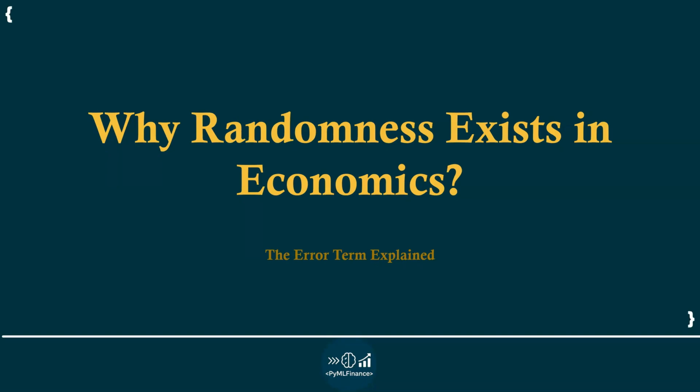In the previous video, we discussed why econometrics matters. We saw that financial markets involve many variables, and intuition alone is often not enough. But there is another important idea we need to understand before building models. Even when relationships exist between variables, outcomes still vary. Why does that happen? And why does economic and financial data contain randomness? So, in this video, we will explore the main reasons behind that randomness.